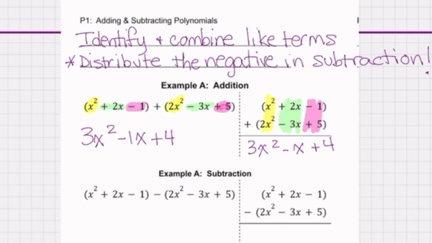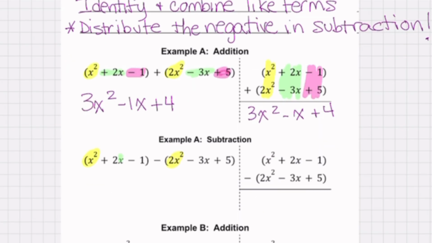Now, you're going to do the exact same procedure of identifying like terms when you subtract. Exact same procedure. But there is one additional step here, and that is to distribute that negative sign out in front. You have to take this negative and distribute it to all the terms inside. That means a negative times a negative makes this a giant positive, and it makes that a giant negative.